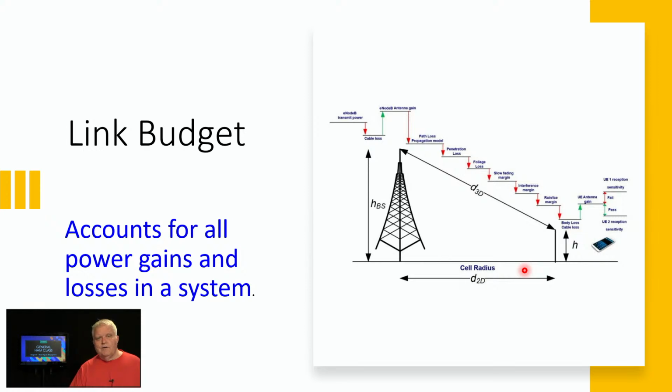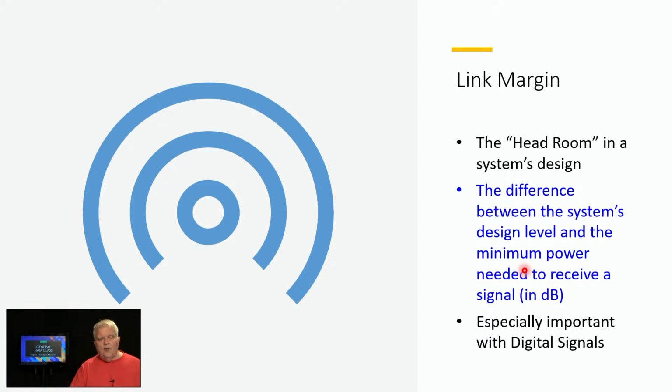So that's the definition. A link budget accounts for all power gains and losses in a system. And remember that 10 dB that I added in there? Well, that could be called the link margin. I call it headroom, and it's the difference between a system's design level and the minimum power needed to receive a signal. So it gives you a little bit of room to maneuver should there be other factors that come into play. This is especially important with digital signals where it's an all or nothing situation most of the time. It'll either be received perfectly or not hardly at all. All right, that's link budget and link margin. All that for 2 questions.